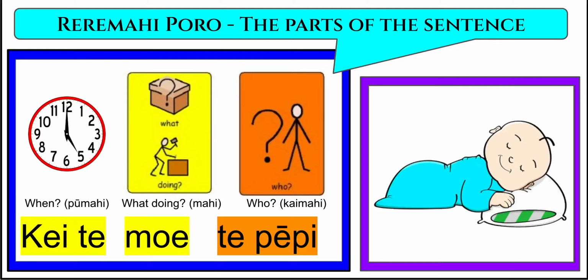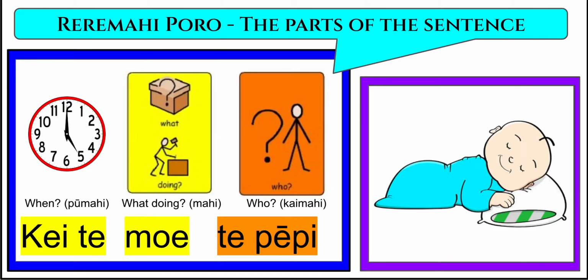Kia ora everyone, I've made this short video for you to show you how to negate a Reremahi Poro or turn an affirmative Reremahi Poro into a negative one. We're going to start with the sentence Kei te moe te pepe, the baby is sleeping.